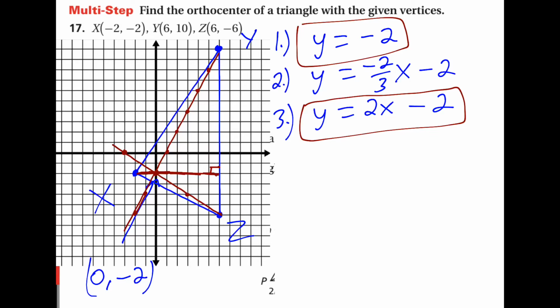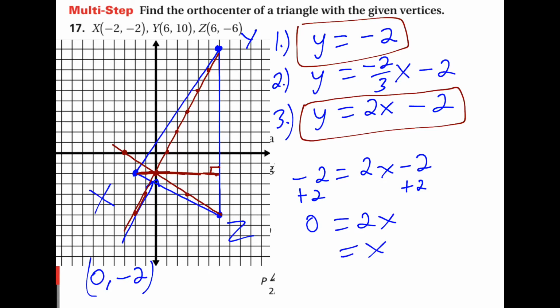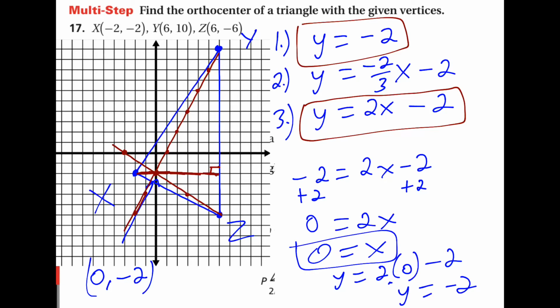It makes sense to me to use substitution. If I do so, I end up with negative 2 is equal to 2x minus 2. If I add 2 to both sides, I get 0 is equal to 2x, so x is equal to 0. And if I plug that back into my original equation, I get y is equal to 2 times 0 minus 2, or y is equal to negative 2. (0, -2).